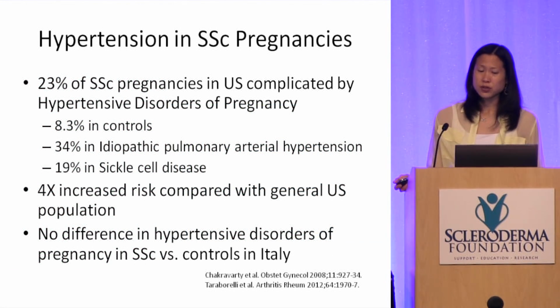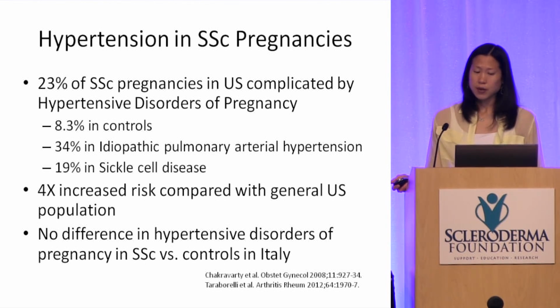So almost a quarter of scleroderma pregnancies in the US are complicated by hypertensive disorders. This compares to only about 8% in controls versus other disease controls, 34% in idiopathic PAH and 19% in sickle cell disease. So there's a 4-fold increased risk compared with the general US population. What's interesting is that there is an effect on where the study is performed. In Italy, it was found that there was no difference in hypertensive disorders of pregnancy in scleroderma versus controls. And whether that's because they do screening for blood pressure problems and institute treatment earlier, it's unclear.